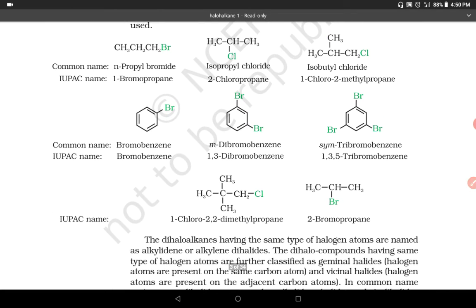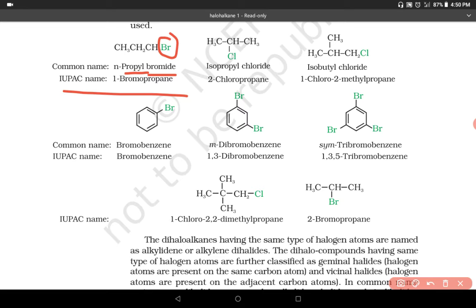Let us look at some examples. First thing is, how many carbon atoms are there? 3. That is prop. Here propyl, the common name. We already know that it is an alkyl halide, like that: alkyl, propyl, halide. Which is the halogen? Bromine, so bromide. What is the IUPAC name? The IUPAC name is bromopropane. In this IUPAC name we have to mention the position number, bromopropane.